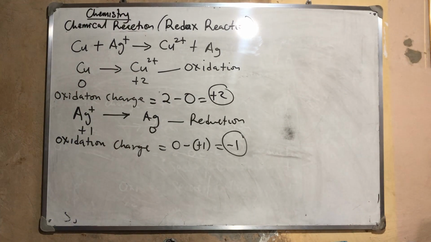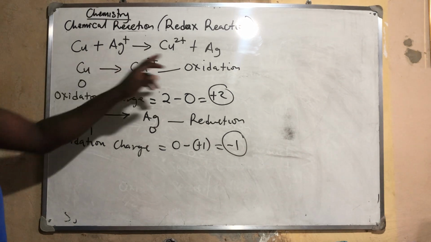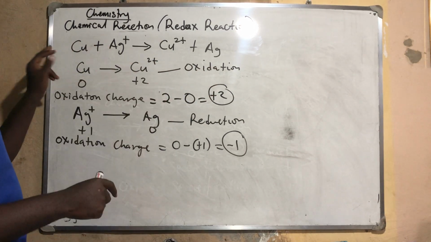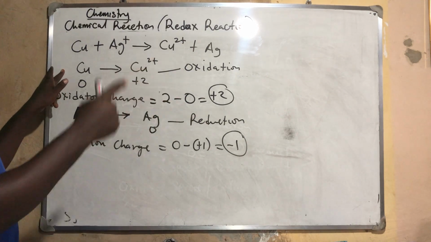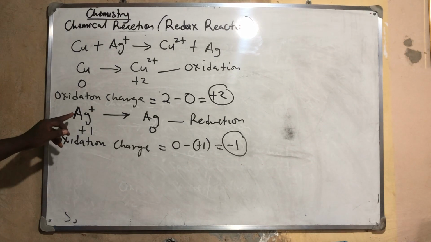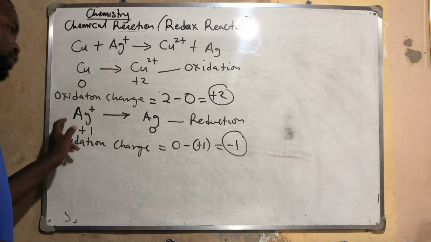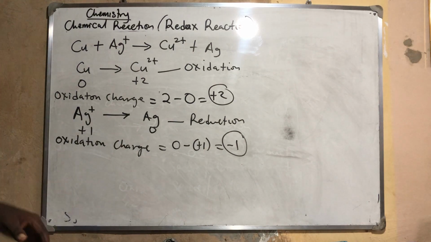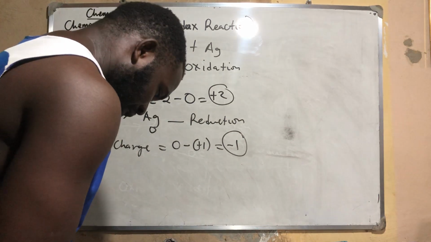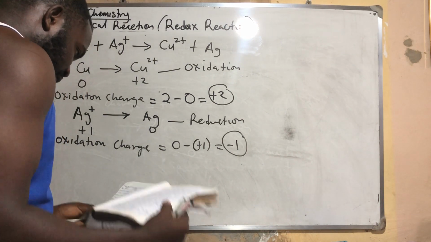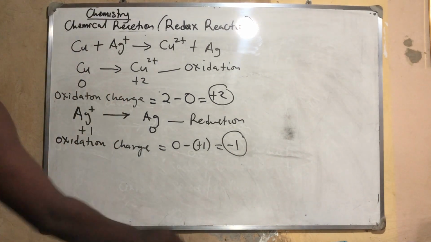So now, from the left hand side, this one that undergoes oxidation is called what? Oxidized species. If you don't want to call it oxidized species, you call it reducing agent. This one that undergoes reduction is called reduced species. If you don't want to call it reduced species, you call it what? Oxidizing agent. This is very simple. All right, let's check the next one.